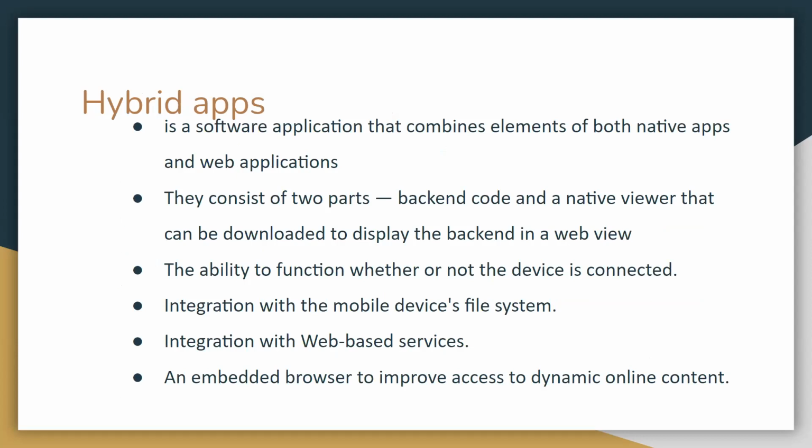Another type, we have hybrid applications. A hybrid application is a software application that combines both native applications and web applications. All the elements of native applications and web applications are combined in them. They consist of two parts: the backend code and the native viewer that can be downloaded to display the backend in the web viewer.